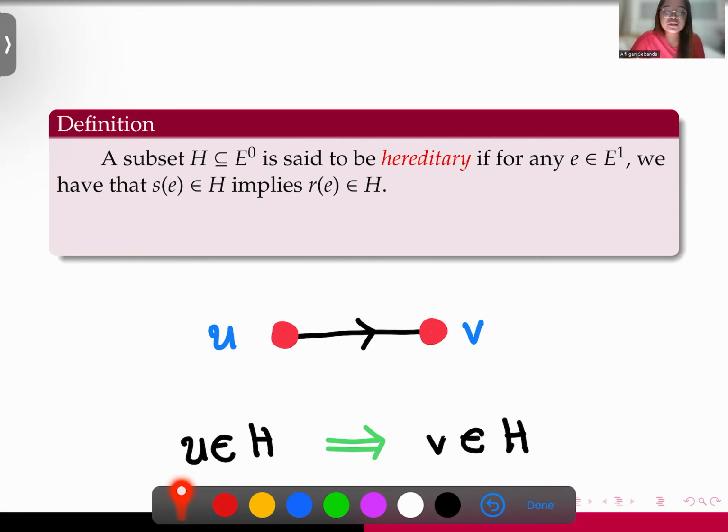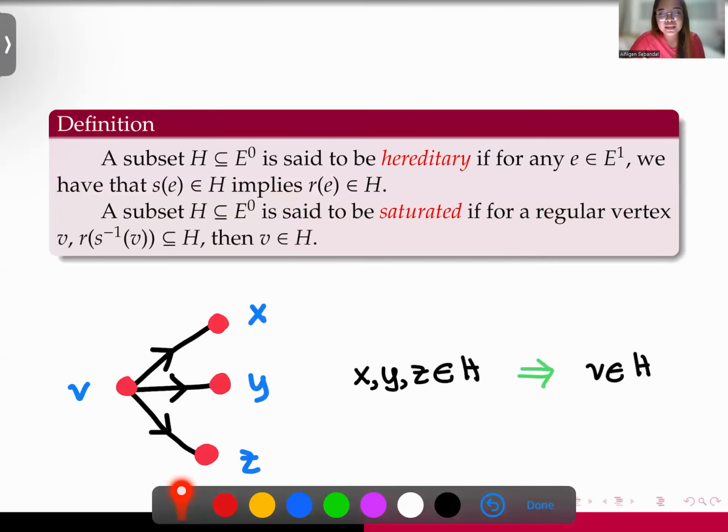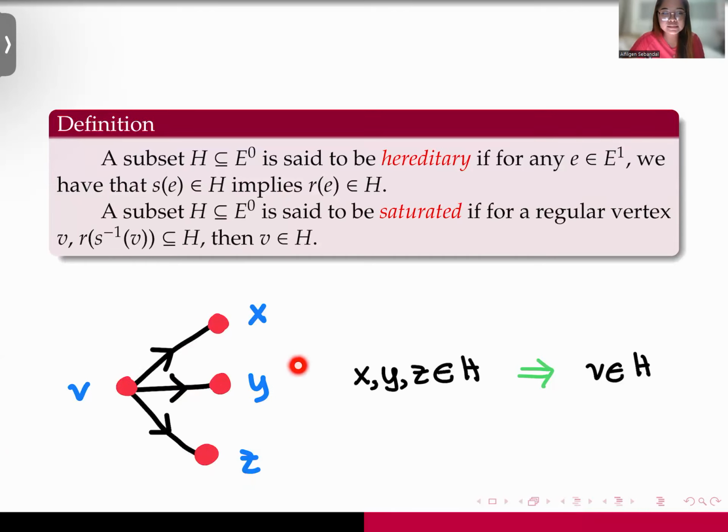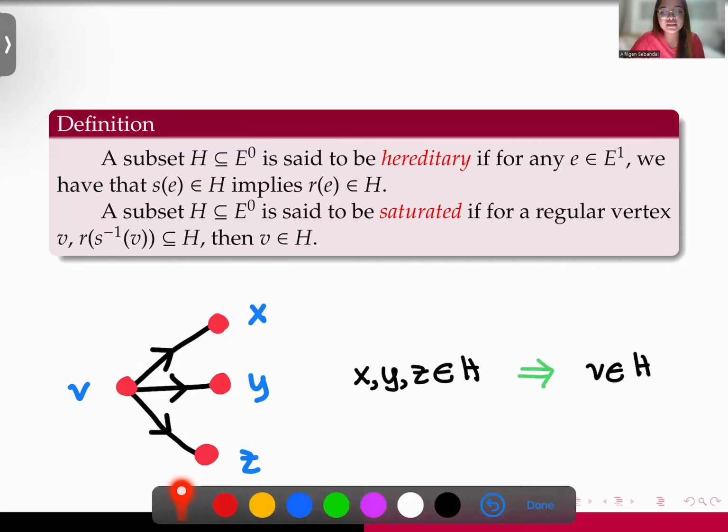It is a collection of vertices where if the source vertex is inside your set, then the range vertex should also be inside your set. So it's basically inheriting the property of being inside the set. It's called saturated if all of the vertices that are emitted by a vertex are inside your set, then the source vertex should also be inside your set.